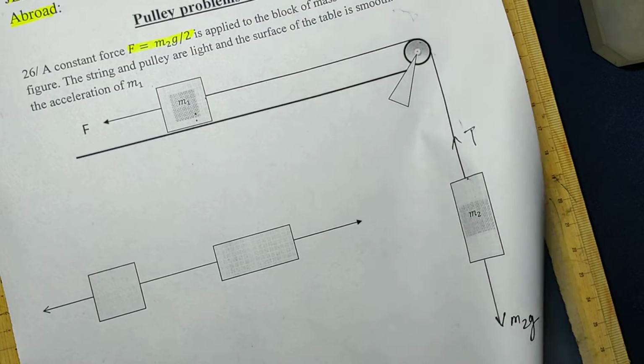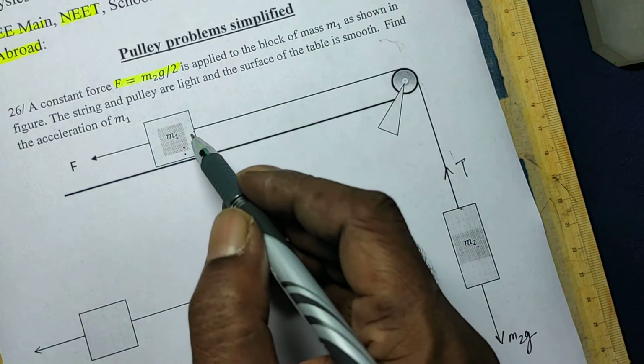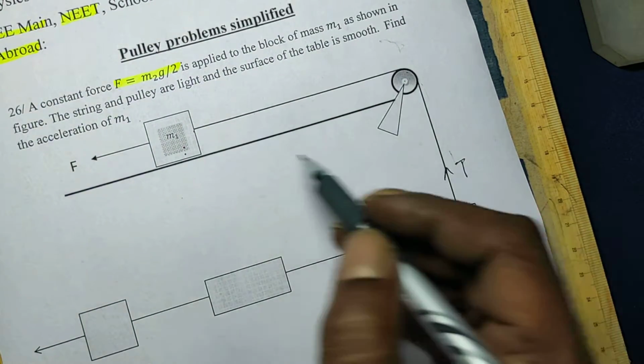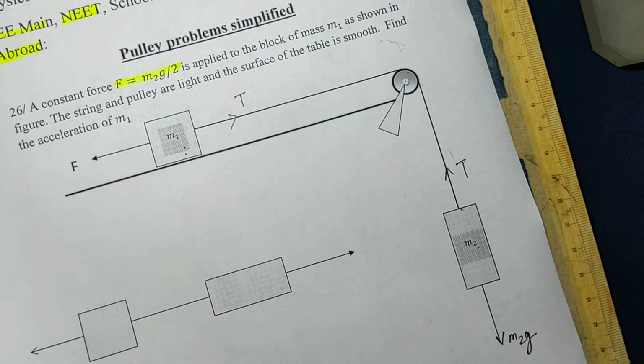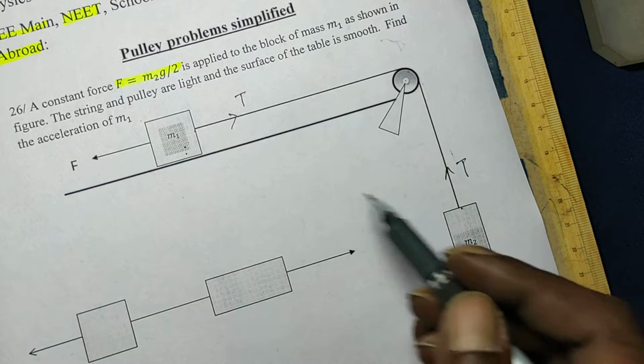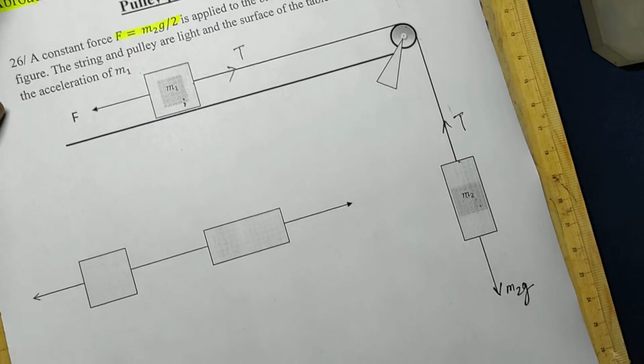So for this mass m2, the tension is away, and this is the same string, and the same tension for this mass is away from it. Let it be T. Now, without writing the equation for this and the equation for this, you can straightaway write the expression for acceleration, which I have explained in previous videos also.